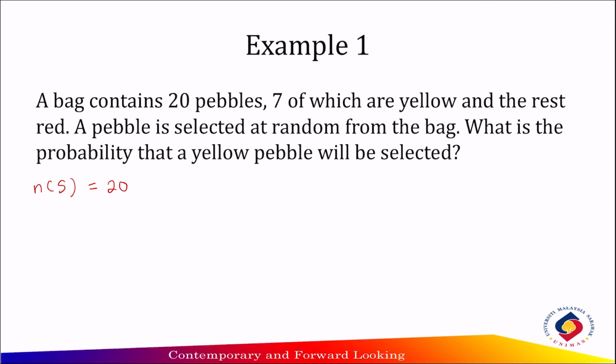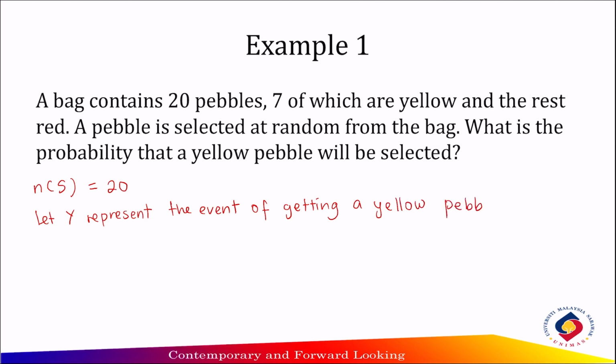Let Y represent the event of getting a yellow pebble. So we have N(Y) is 7. Now to find the probability, which is P(Y), we use the formula of N(Y) over N(S), and our answer is 7 over 20.